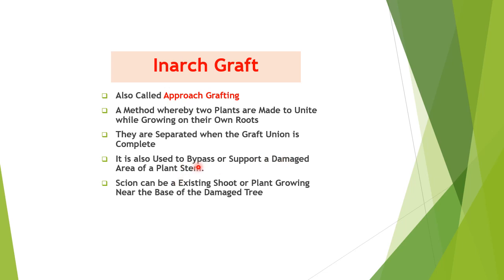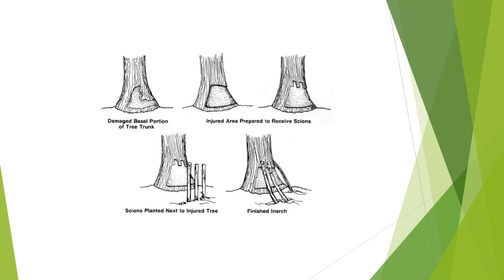It is also used to bypass or support a damaged area of a plant. The scion can be an existing shoot, or a plant growing near the base of the damaged tree. See, if this is a damaged basal area, and we have a next plant growing here, we can connect it with this. Once it is successfully connected, you can cut this area. This is how in-arch grafting is done.